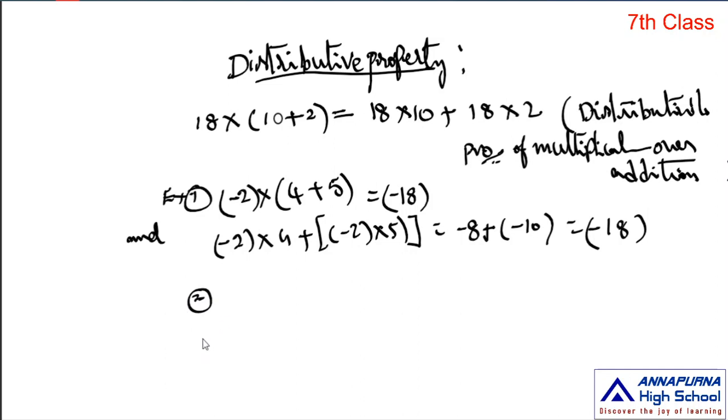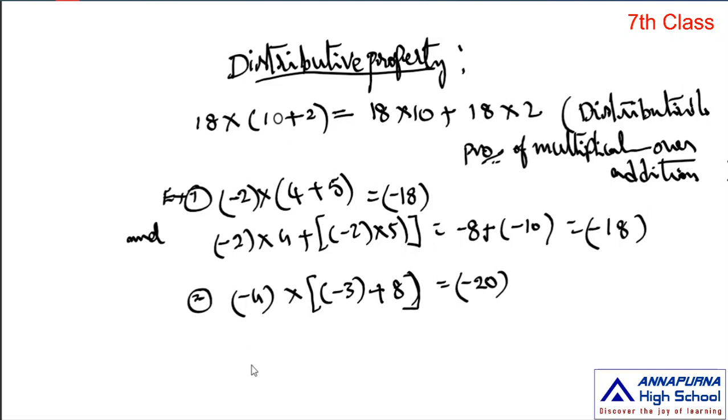Minus 4 into (minus 3 plus 8). Here in the first example these two were positive integers. In the second example, we are taking one negative and one positive. We will see what happens. As we know, minus 3 plus 8 is plus 5. Plus 5 into minus 4 is equal to how much? Minus 20. So by using the property, we will see.